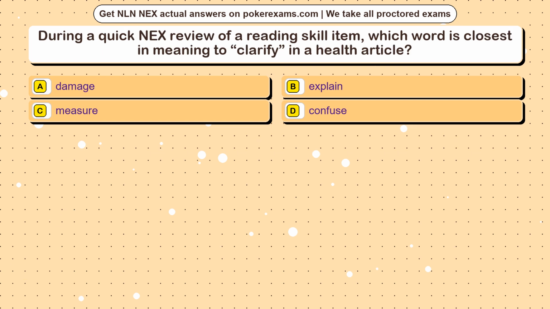Question 2. During a quick NEX review of a reading skill item, which word is closest in meaning to clarify in a health article? Option A, damage. Option B, explain. Option C, a measure. Option D, confuse.